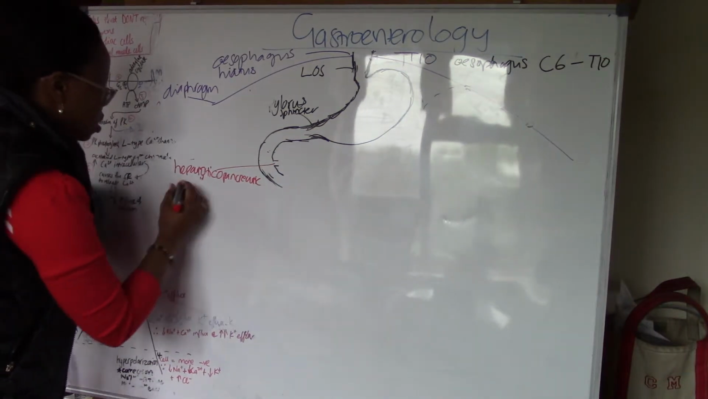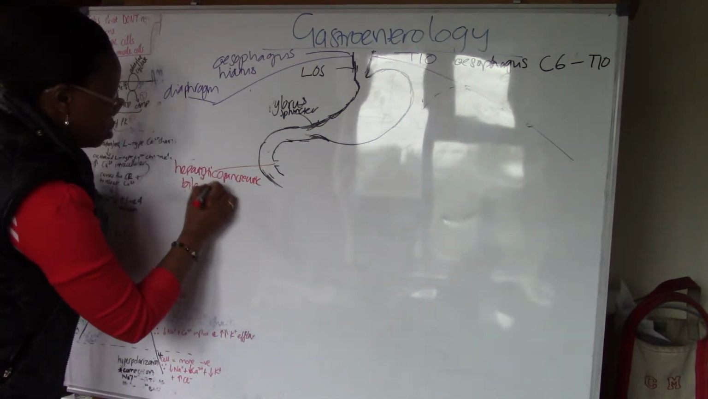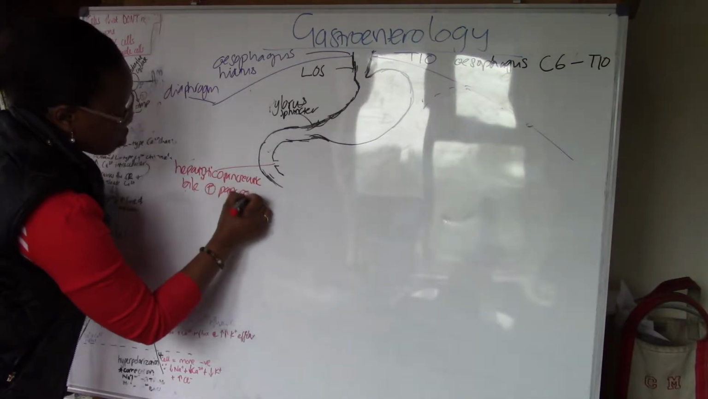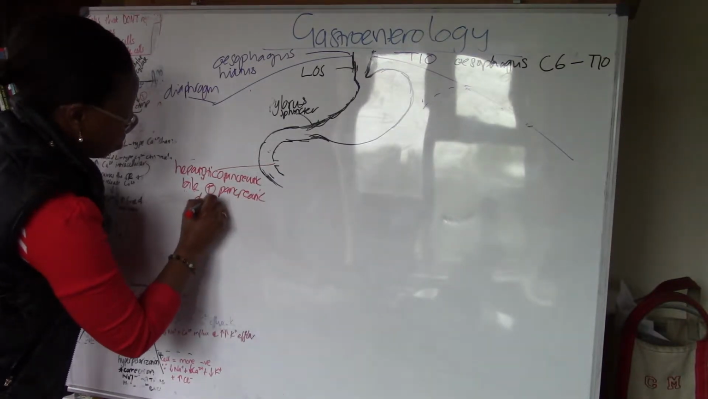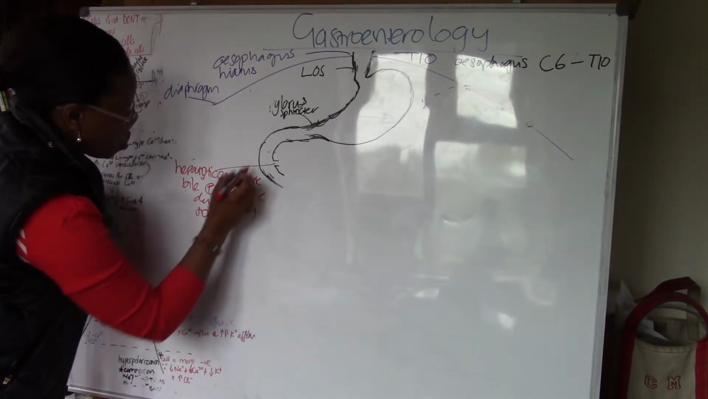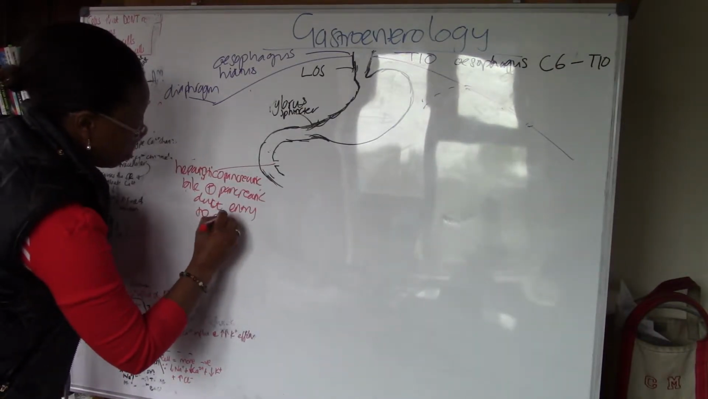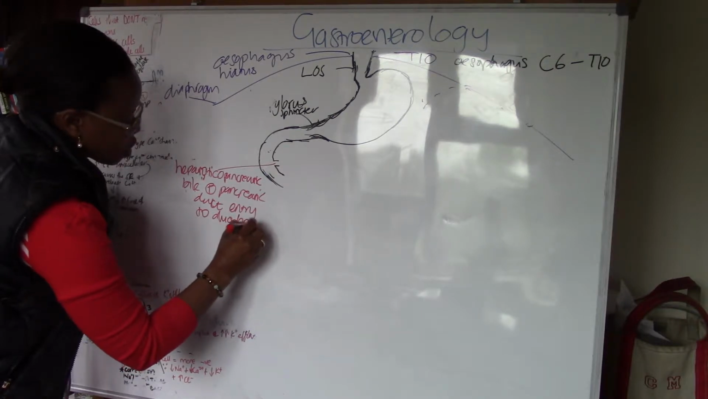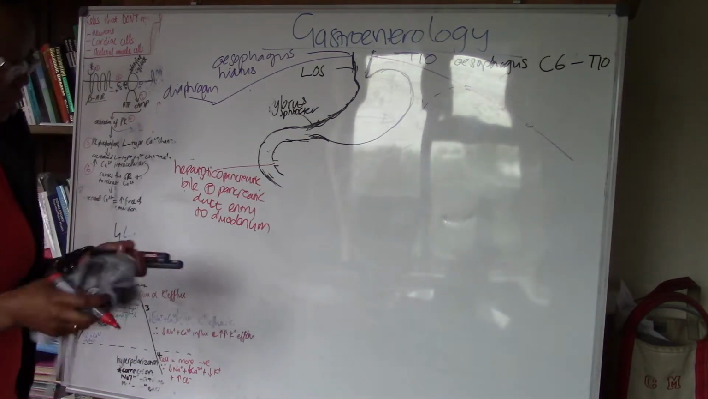It really is the bile and pancreatic duct entry to the duodenum. So that's where it actually ends.